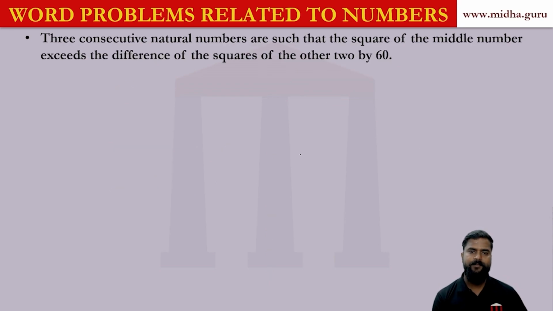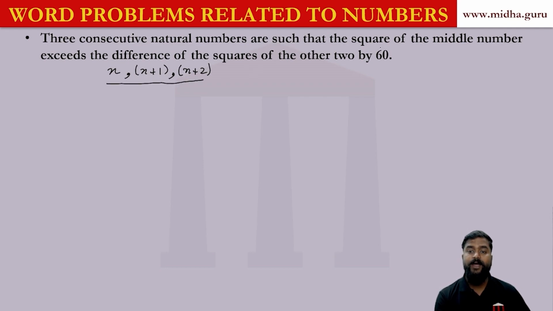Let us see one more example. It says 3 consecutive natural numbers are such that the square of the middle number exceeds the difference of the squares of the other two by 60. Lots going on here. So let's see. It says 3 consecutive natural numbers. You may have been told to take it as x minus 1, x and x plus 1. However, we can take it any way we like. I want to take it as x, x plus 1 and x plus 2. These are our 3 natural numbers.